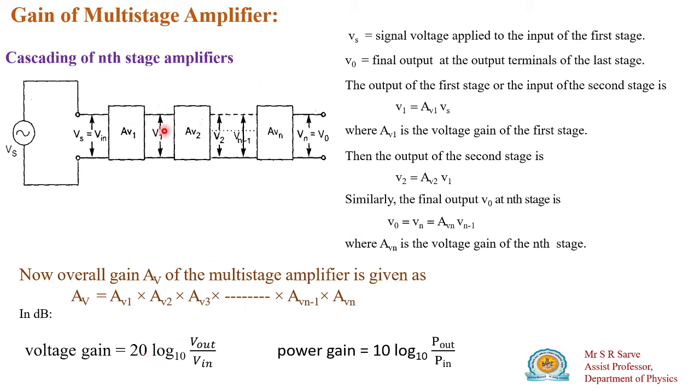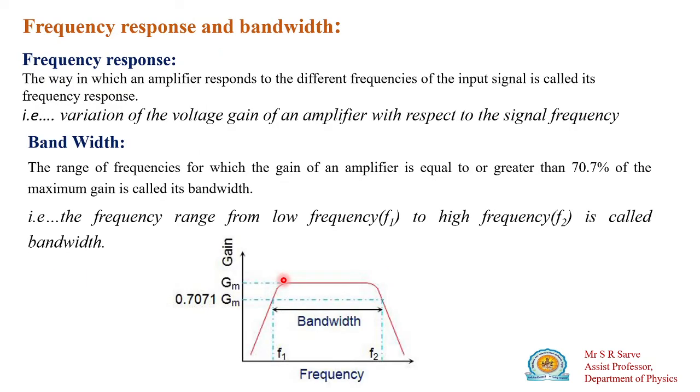So this is your nth stage multi-stage amplifier. Remember that the absolute gain is the multiplication of the gains of all stages, and if you take it in decibels, then there will be an addition of the gains. Next, an important term is the frequency response.